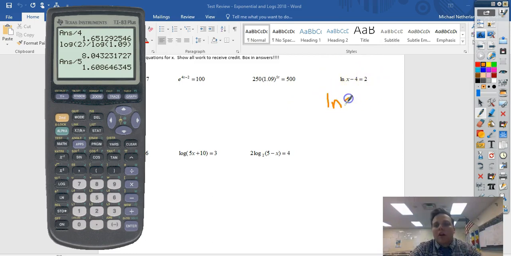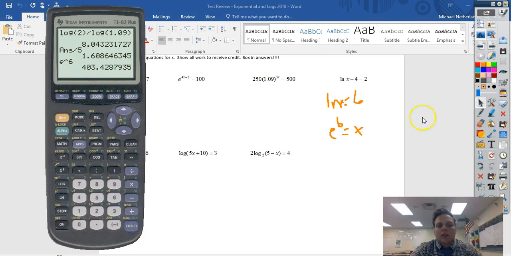So I get natural log of x equals 6, because I added 4, and 2 plus 4 is 6. Now I'm ready to change form. What's the base for natural log? e. So I get e to the 6th is equal to x. If you want to see what that actual number is, you would use second, e raised to 6. 403.43. So you could say 403.43 is approximately x. Okay, next problem.